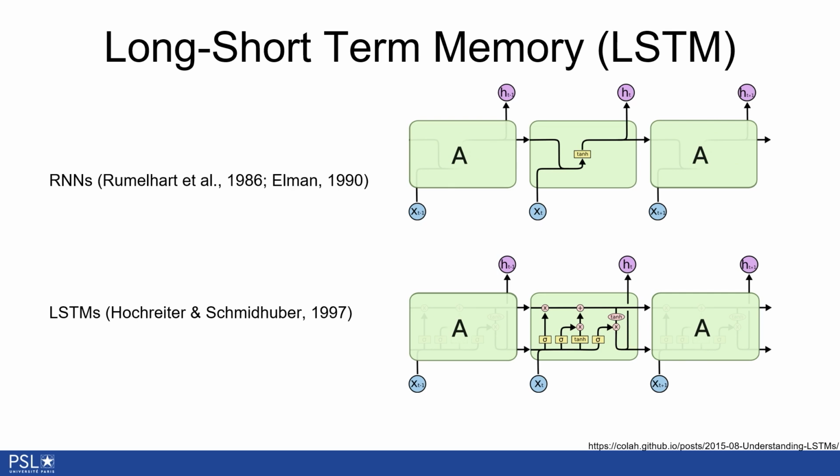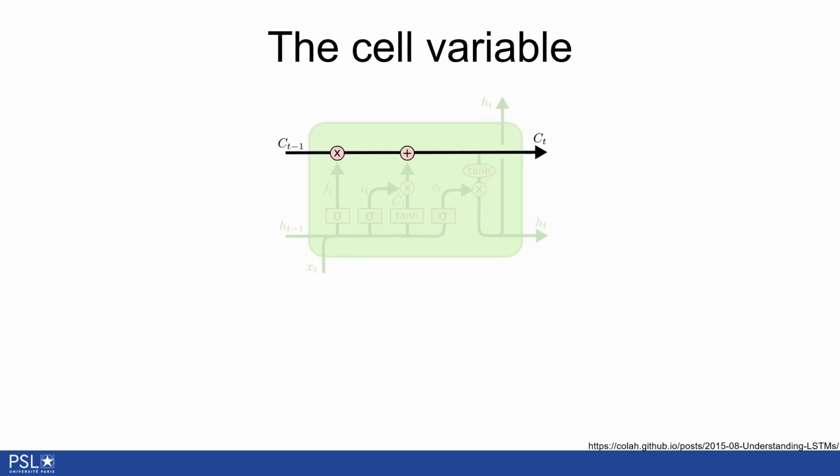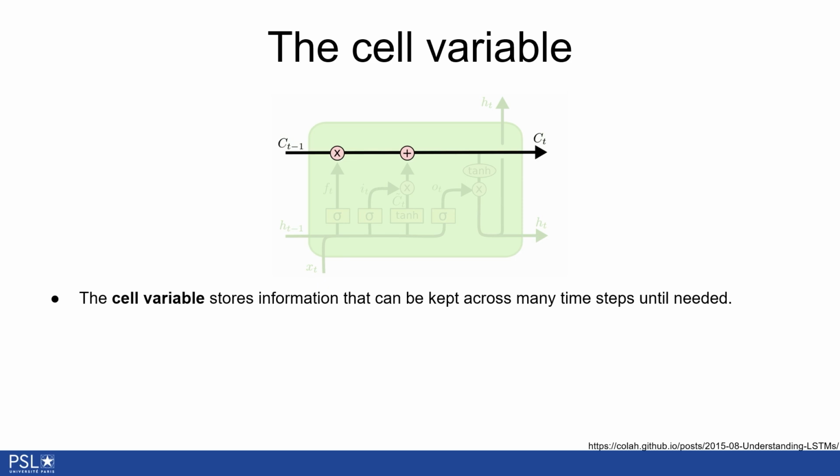One of the core ideas of LSTMs is an additional state variable called the cell variable, in addition to the usual state h of a hidden unit. The cell variable can be used to store information across many time steps, until it is needed for next word prediction at a later step.